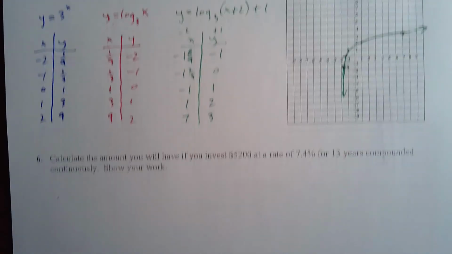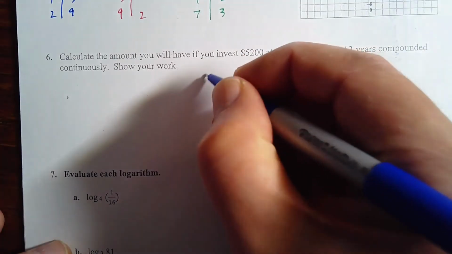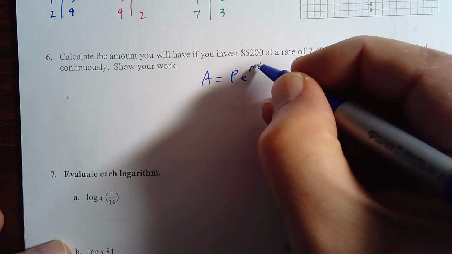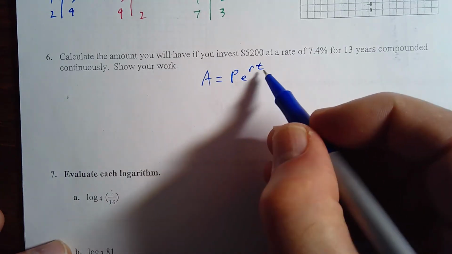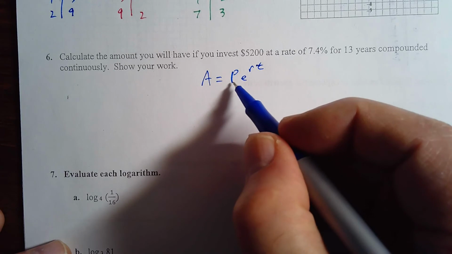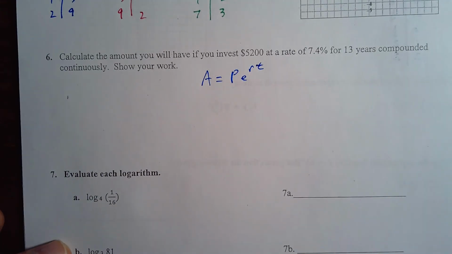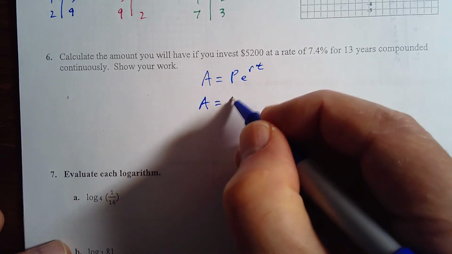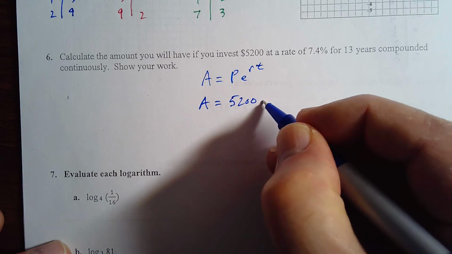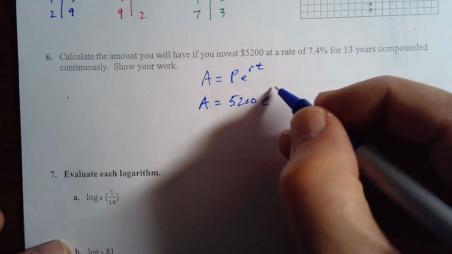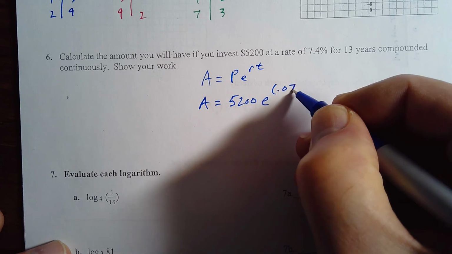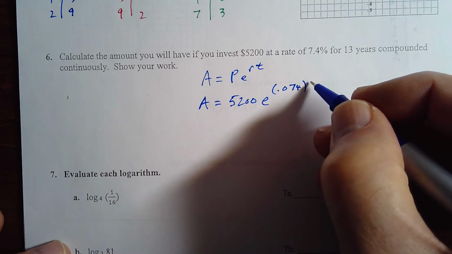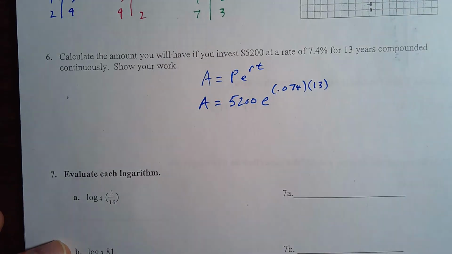This next equation is that PERT equation. A equals P times e to the rt. The rate has to go in as a percentage, the time is years, and this P for principal, that's this 5,200 in this problem. So for this one, we're going to put in 5,200 for that P. e is the base, and then we're going to have 0.074, so that 7.4% changes into a decimal, and then times the 13 up there in the exponent.